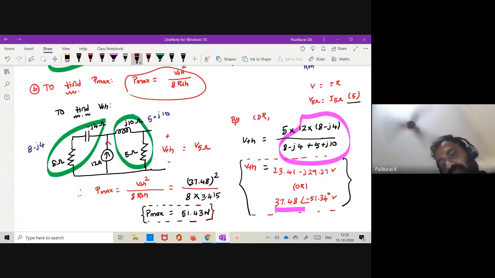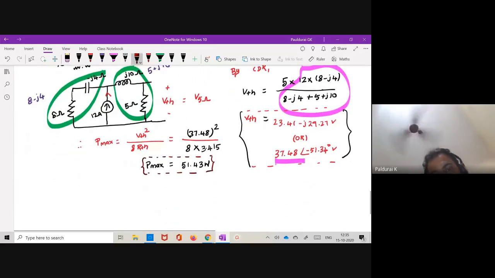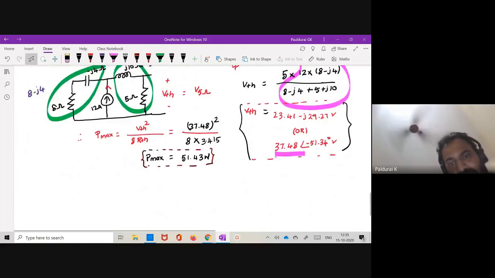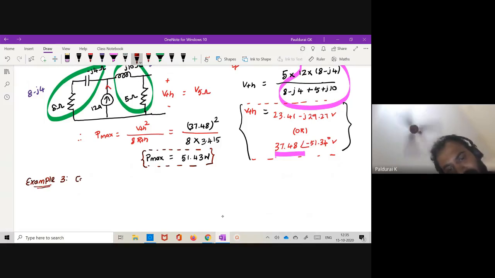So this is the way to calculate P max. Either you can calculate ZTH or you can calculate P max. Any question may be asked, only these two are possible: to find ZTH as well as to find P max. You know the formula. Now let me take example 3. This time compute not ZL, but RL and P max.